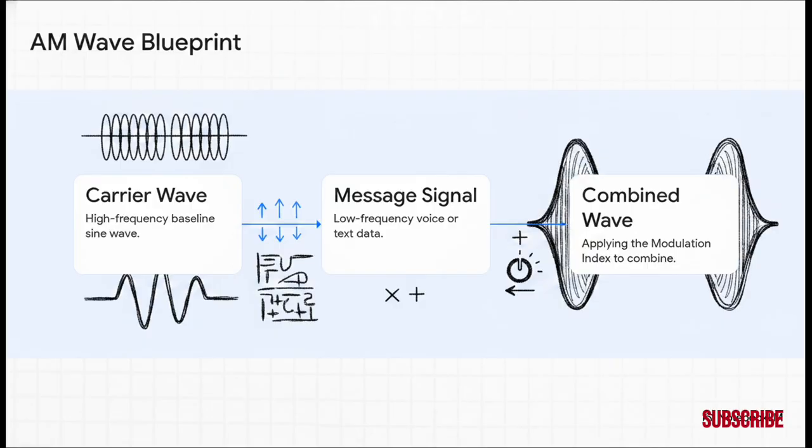Step 1 is our carrier expression. That is our high-frequency baseline sine wave. Step 2 is our message expression, our low-frequency data, the actual voice or text. Then, step 3 is the combined time domain expression. This is where we mathematically combine them. We essentially multiply the carrier wave by a factor containing our message signal, using a special coefficient to dictate exactly how much the message shapes the carrier's amplitude envelope.